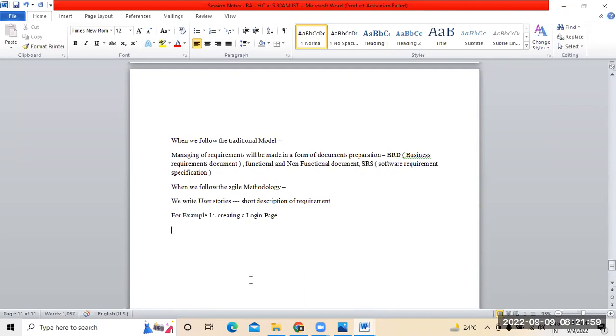So the template is as follows. As a system user, action, followed by result. This is generally the template we follow. Now you could ask me one thing, Raj, who is going to write this? A product owner is writing.